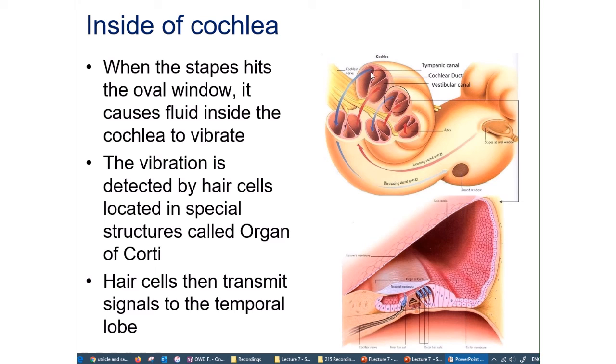Okay, so the blue channel is for the sound energy to dissipate, and the red is for the signal coming in. You can see the stapes pressing in on the oval window, and the sound will travel through these channels, eventually turn back, and come back out in the blue direction, ultimately relieving the pressure in the round window. In between the vestibular canal and the tympanic canal, in the middle, is the cochlear duct, where you will find the organ of Corti, and that's where the hair cells are located.